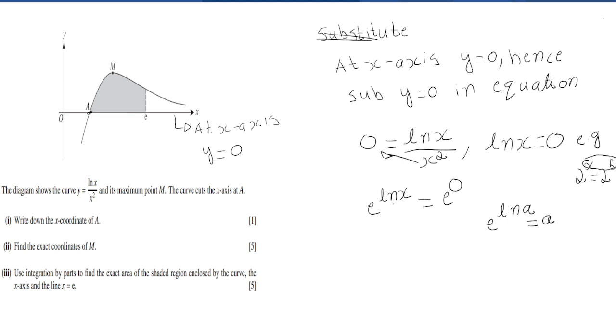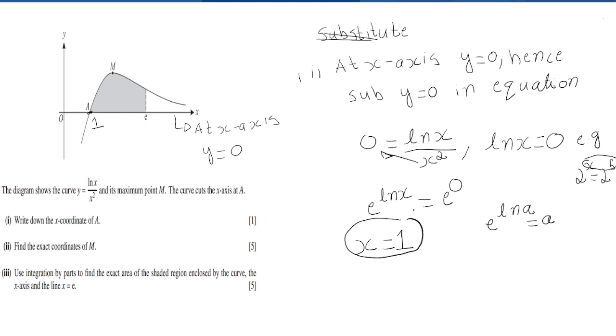So over here what is a? A is x. So using this property, this is going to be x, and we know that anything to the power 0 is equal to 1. So what is the x coordinate of A over here? It's 1. We just proved that, and we are done with the first part. We got x is equal to 1.